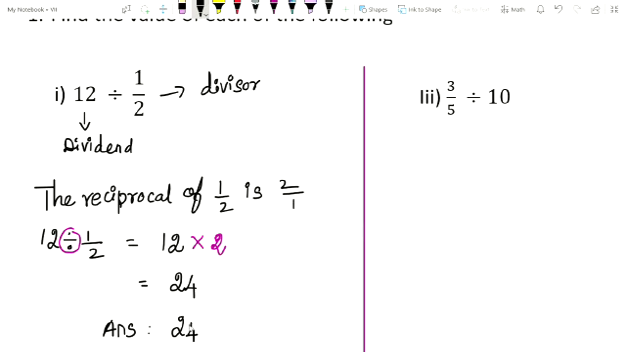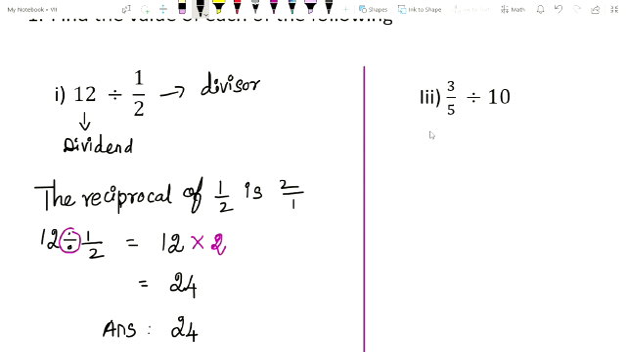Now, what is the answer? 24 is the answer. You understand, children? Shall I move on to the next question? See the next question. 3 by 5 divide 10. Okay. So, here 3 by 5 is the dividend, 10 is the divisor.